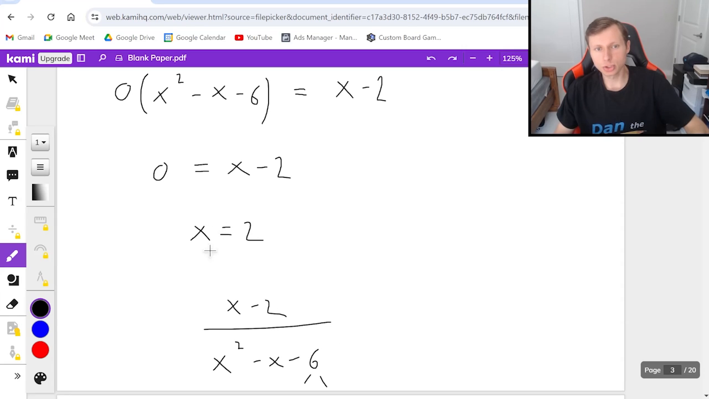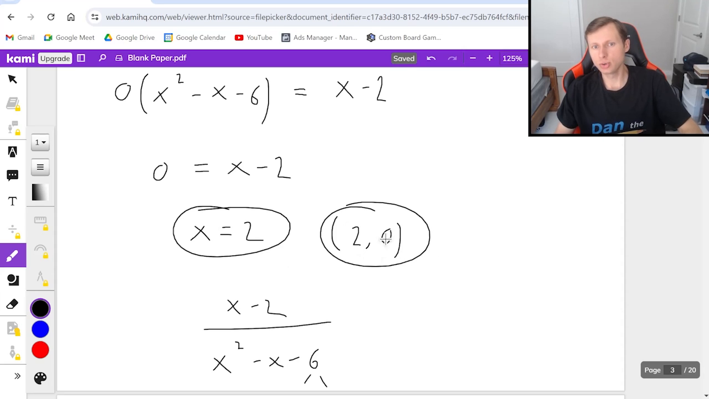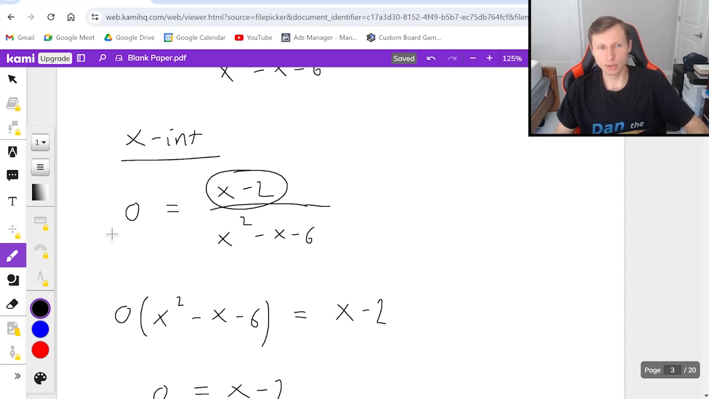then that means x equals 2 is my answer, or sometimes they want you to write it like this, (2, 0). Why (2, 0)? Well, because remember, it's (x, y), and literally the first thing we did was we said y equals 0.